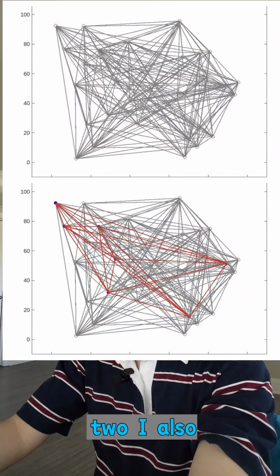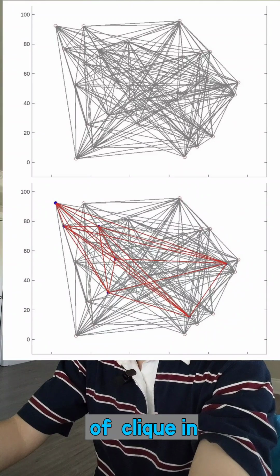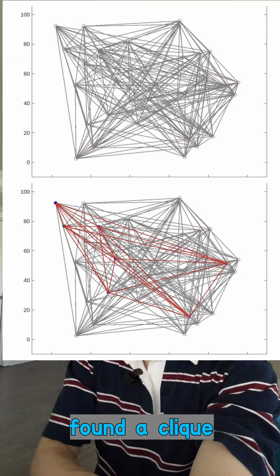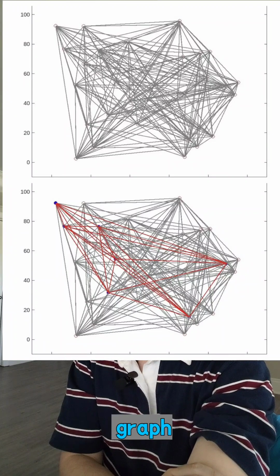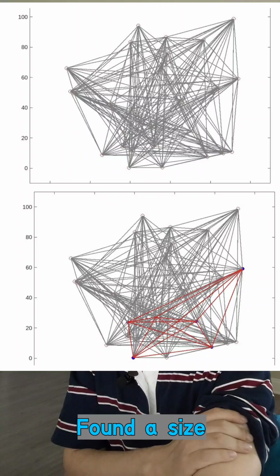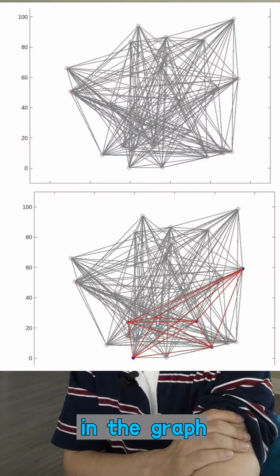I also attach a few figures showing the results of finding cliques in some graphs. Like this one, I found a clique of size 7 in the graph, and in this one I found a clique of size 6 in the graph.